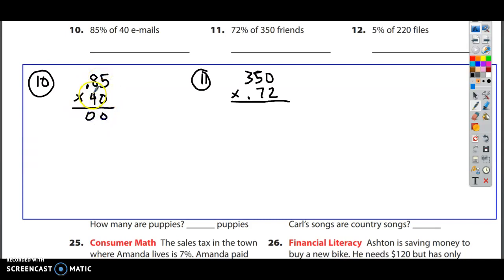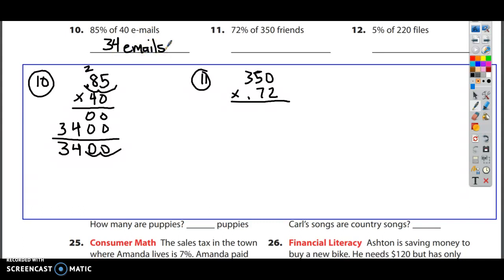I'm going to start right here with multiplying. I'm in the tens place, so I have to place a placeholder. 4 times 5 is 20. 4 times 8 is 32, plus 2 is 34. And move your decimal. Well, it's going to be 3,400 until I place my decimal over 1, 2 places. The answer is 34 emails.